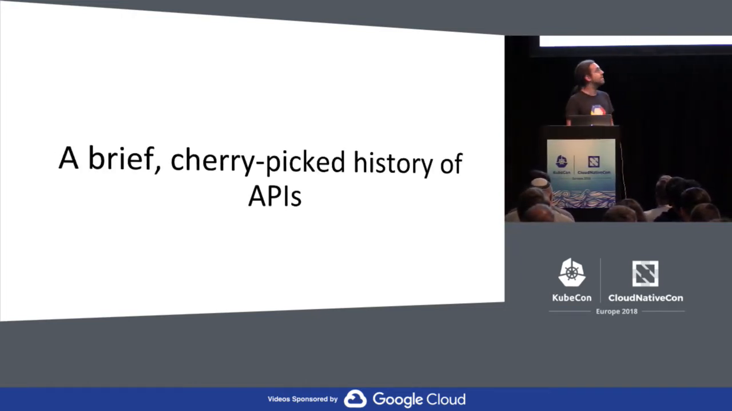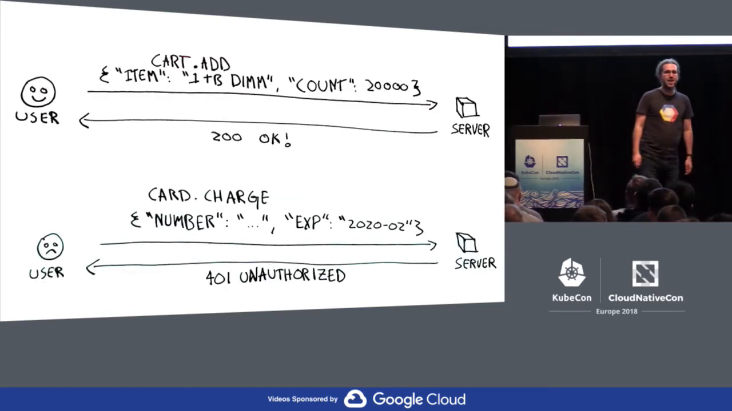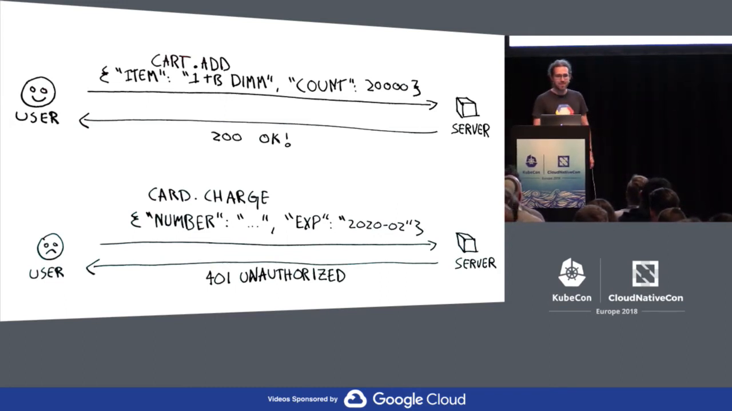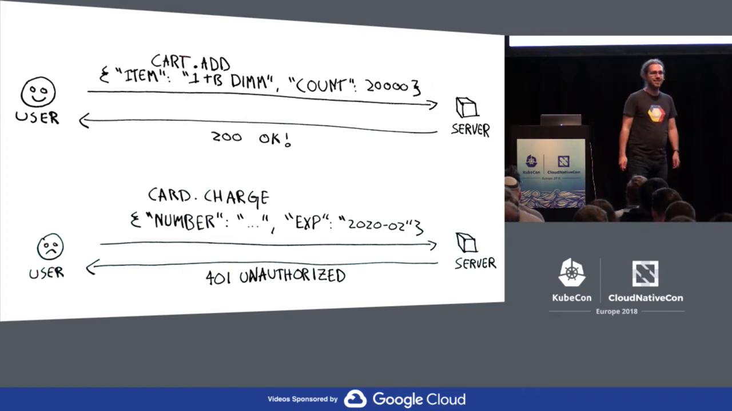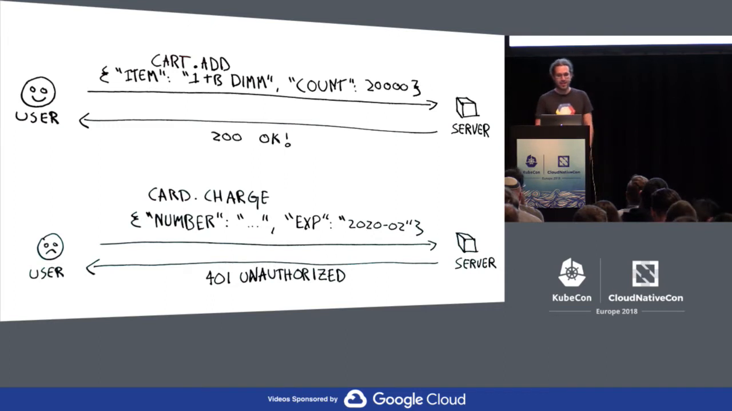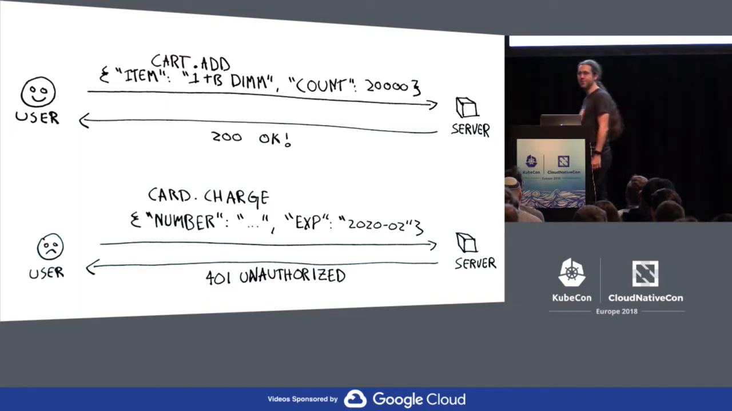So let's talk a little bit about APIs. I don't know if you've ever made a hobby website or anything like that. I have, and you're writing a back end, you're writing a front end, you add an API because you need to do this little thing, and you add another one because you need to do another little thing. Here I've got a user adding a bunch of RAM to their shopping cart and then attempting to charge their card for it. I've done this sort of thing before.